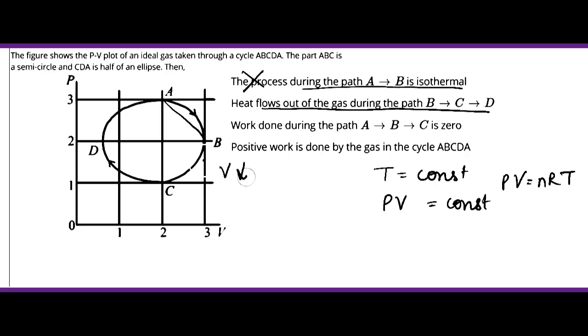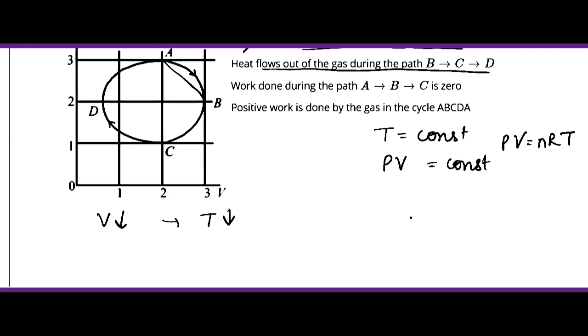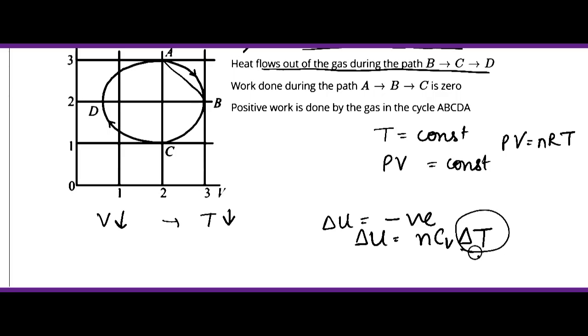So when in process BCD, till D, volume is decreasing as we can see, right? If volume decreases, that means temperature decreases, so delta U would be negative. Why? Because delta U has the formula nCv delta T. Since it is dependent on temperature change, and the temperature is decreasing, delta T would be negative, so delta U would also be negative.